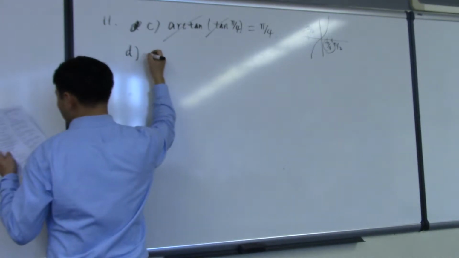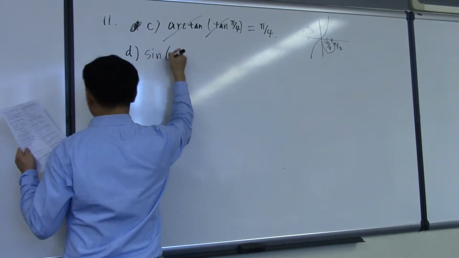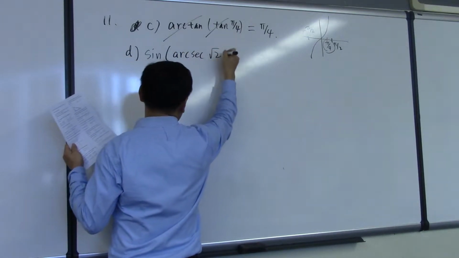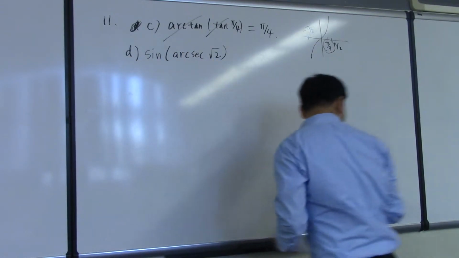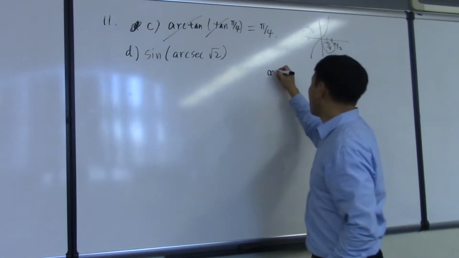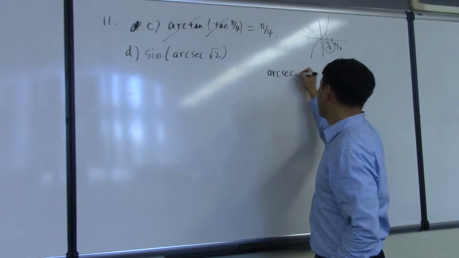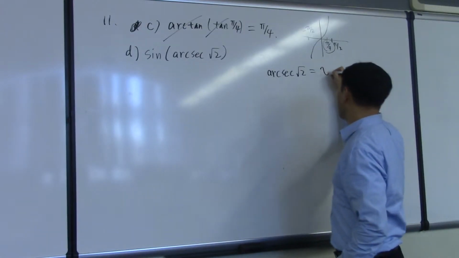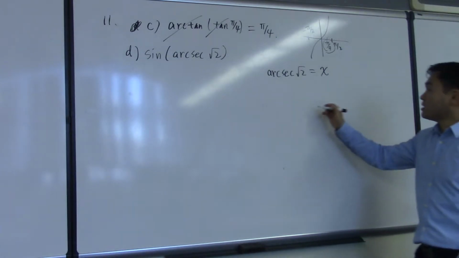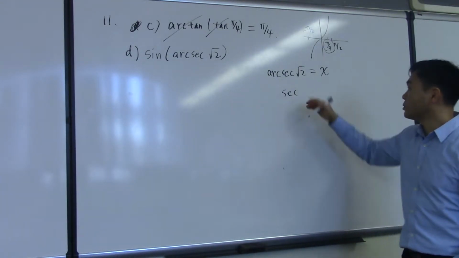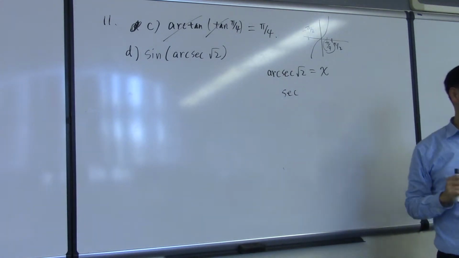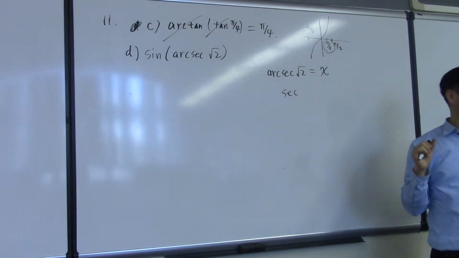Now D, sine of arc secant of radical 2. Okay. Now that's tougher. You first have to figure out what arc secant of square root of 2 is. Let's just say it's equal to x. Now what does that mean in terms of secant? What's the relationship between arcsecant and secant? They're inverses of each other, right? So what do inverse functions do?